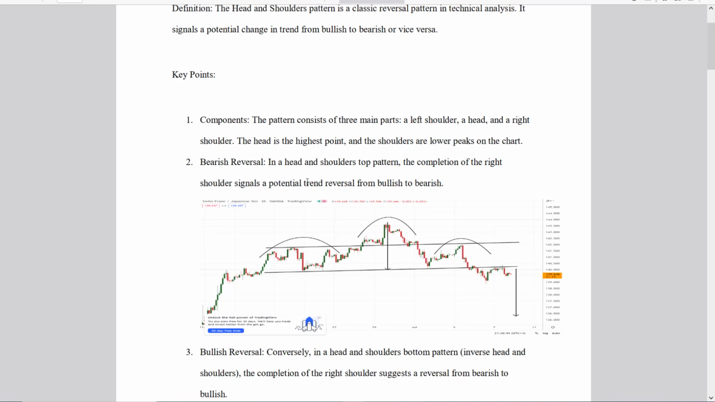So, we've read about the components. Bearish reversal in head and shoulder top pattern. Bearish reversal is whereby price was bullish, now it's shifting to bearish. In head and shoulder top pattern, the completion of the right shoulder signals a potential trend reversal from bullish to bearish. Remember, it means price was forming higher highs and higher lows, then shifts to lower highs and lower lows.